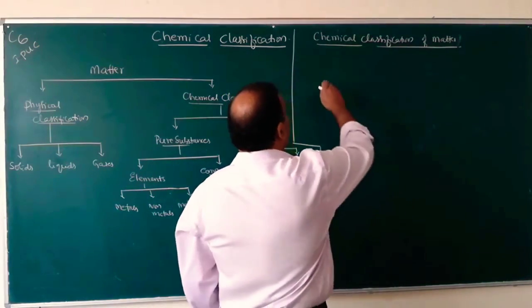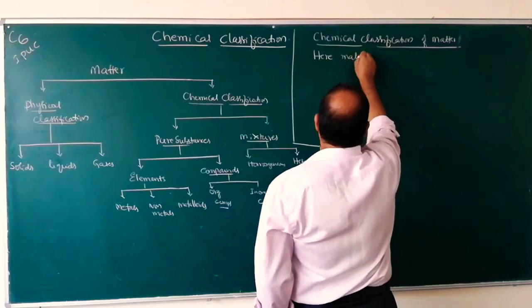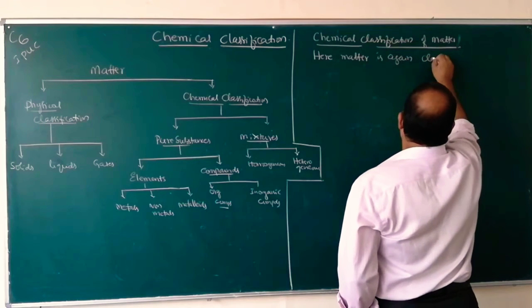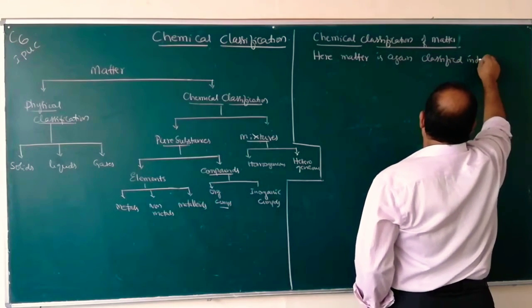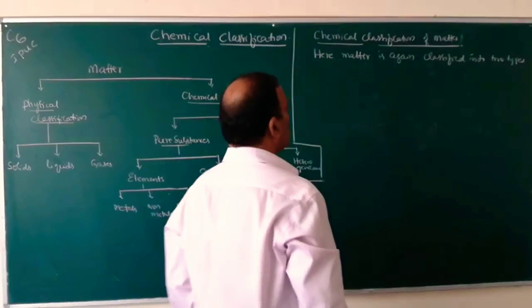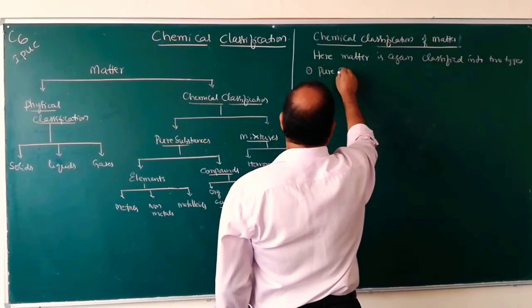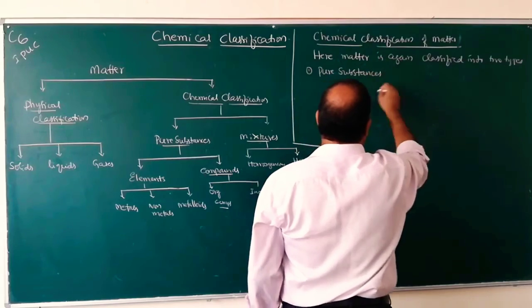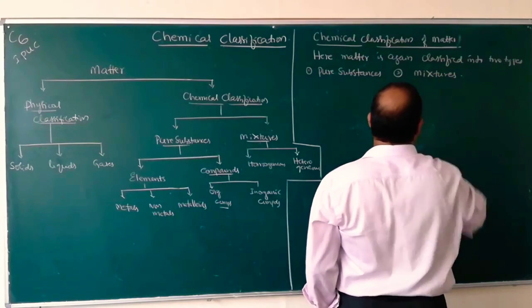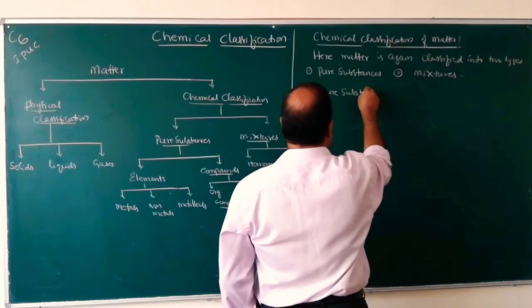Write down here: matter is again classified into two types. Under chemical classification, matter is again classified into two types. Number one, pure substances, and number two, mixtures. First we will know what is a pure substance.